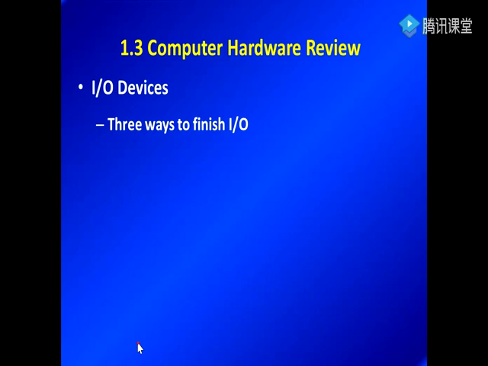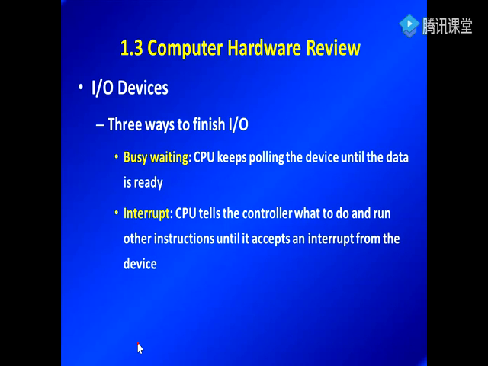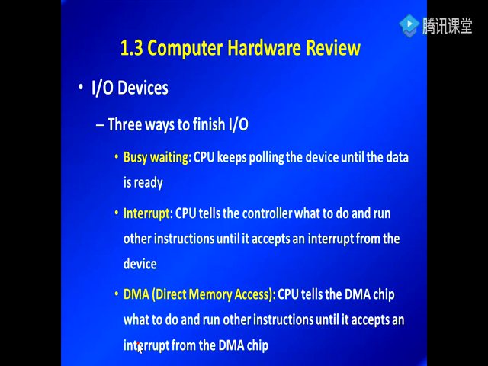So this is about I/O devices, the structure of the device and the drivers relevant to the I/O device. And after we put a driver into the OS, after we build this connection, we can actually use the I/O device to do some I/O operations. And there are three ways to finish some I/O operations. They are called busy waiting, interrupt, and DMA.